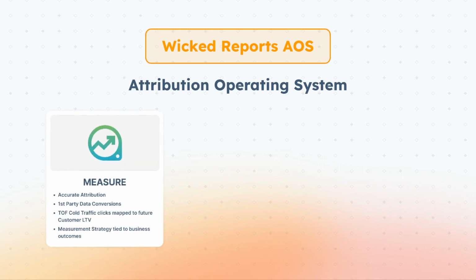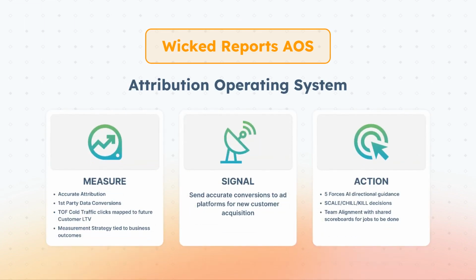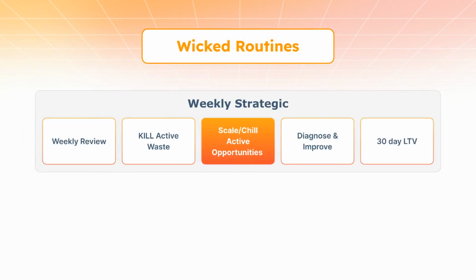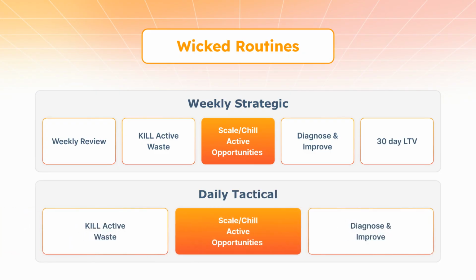The Wicked Reports system has three components: measure, signal, and action, and this training focuses on action. We're going to discuss how to get team alignment on making scale and chill decisions. Today's topic, scale or chill active opportunities, is part of a weekly routine for the strategist and a tri-weekly routine for the media buyer. It relies on the Scale, Chill, Active Opportunities view being in your account. Scaling or chilling active opportunities is one of the views an effective Wicked Reports power user will use on a regular basis to make quick, intelligent decisions.